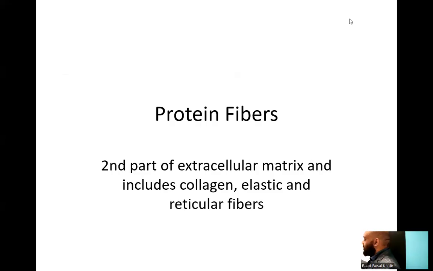Now the other part is your protein fibers. The second part of the extracellular matrix includes the collagen, elastic, and reticular fibers. They're all fibers. That's why we call it protein fiber. Collagen fiber, one. Elastic fiber, two. Reticular fiber, three.